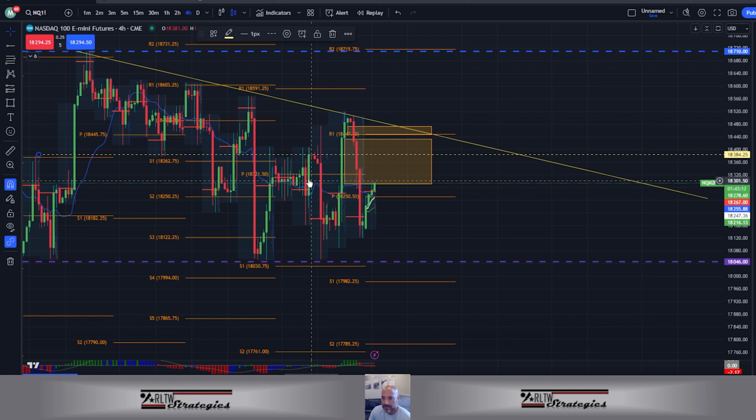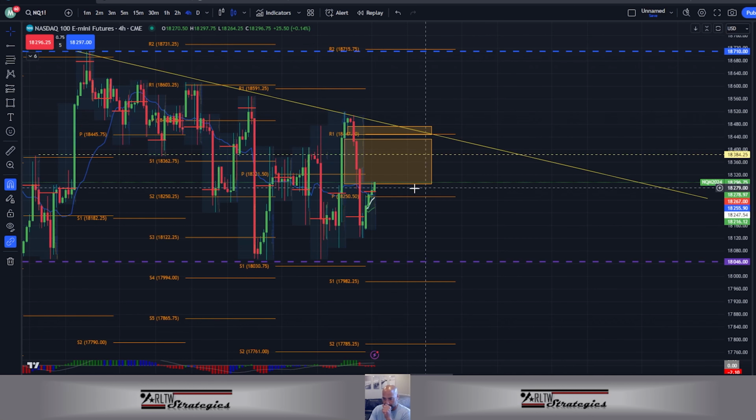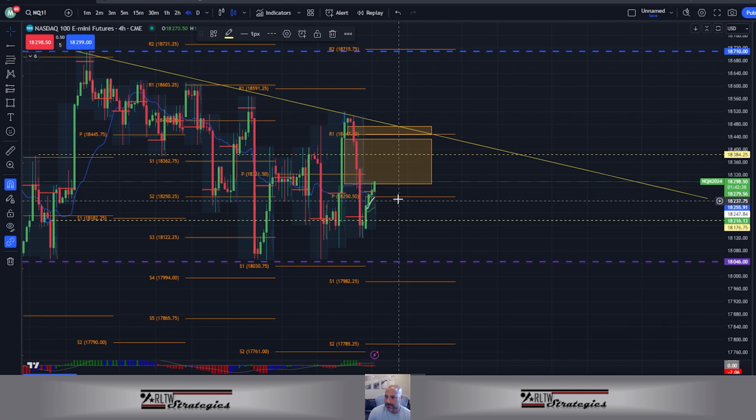All right. Looks like we have a level here where price is starting to come back to. I'm going to go ahead and delete that because it's on the bottom of that box. That pivot point is a level, and I think we have a level here.